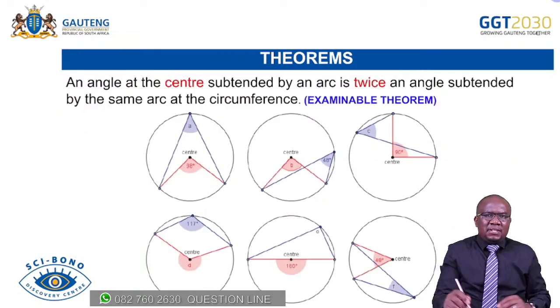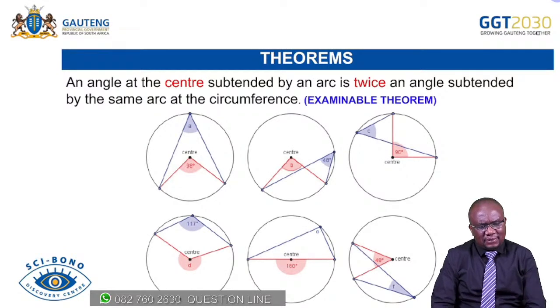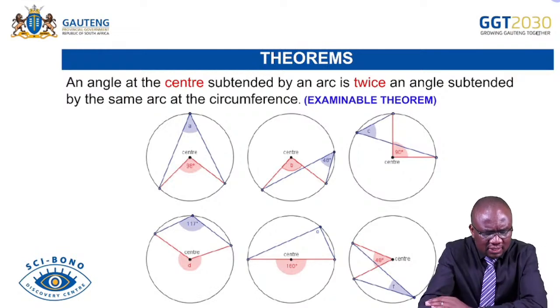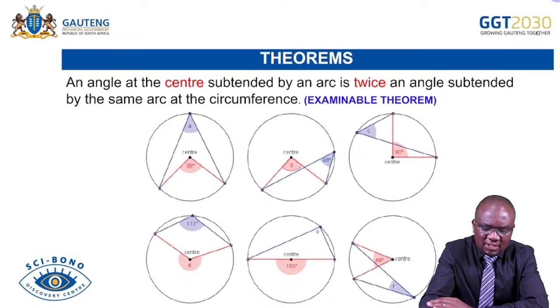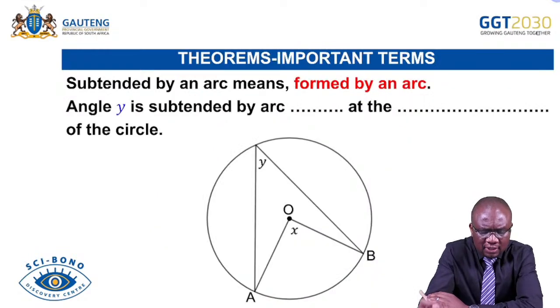Let's move on to something interesting, grade 12. The center theorems. An angle at the center subtended by an arc is twice an angle subtended by the same arc at the circumference. Examinable theorem. Examinable theorem. Please don't forget that.